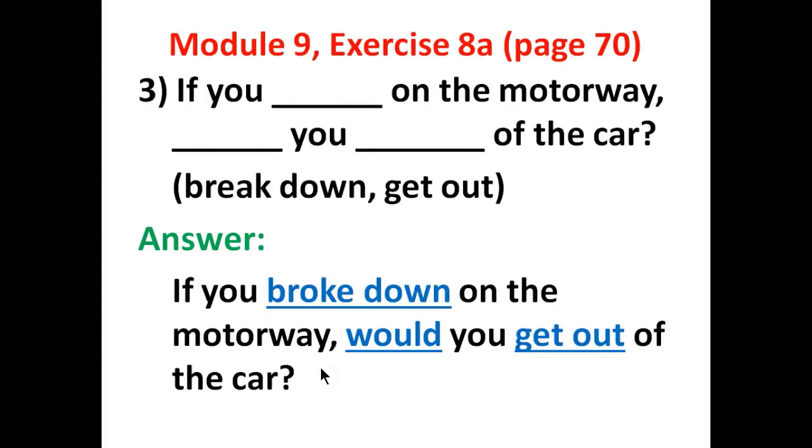Number 3, if you dash on the motorway, dash you dash of the car. Now the two phrasal verbs are break down and get out. Okay, now I'm going to tell you the answer for number 3. If you broke down on the motorway, would you get out of the car? If you broke down on the motorway means if your car has got any problem during the driving, will you stay there or will you come out of the car?